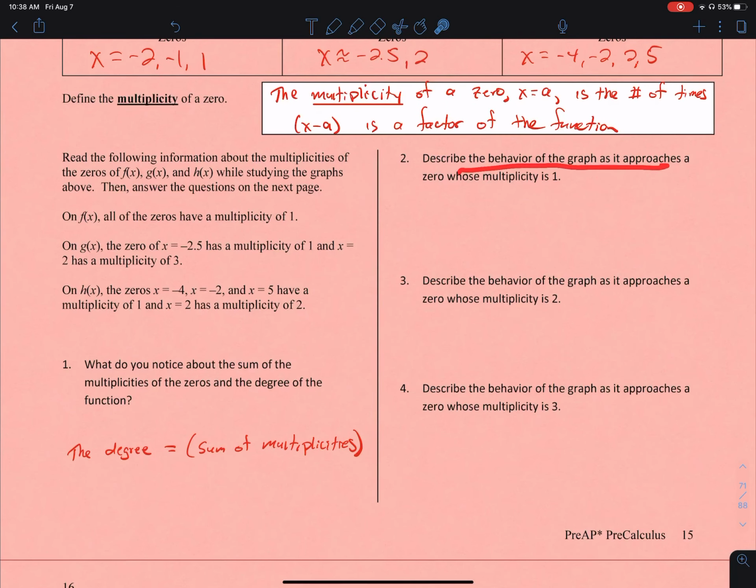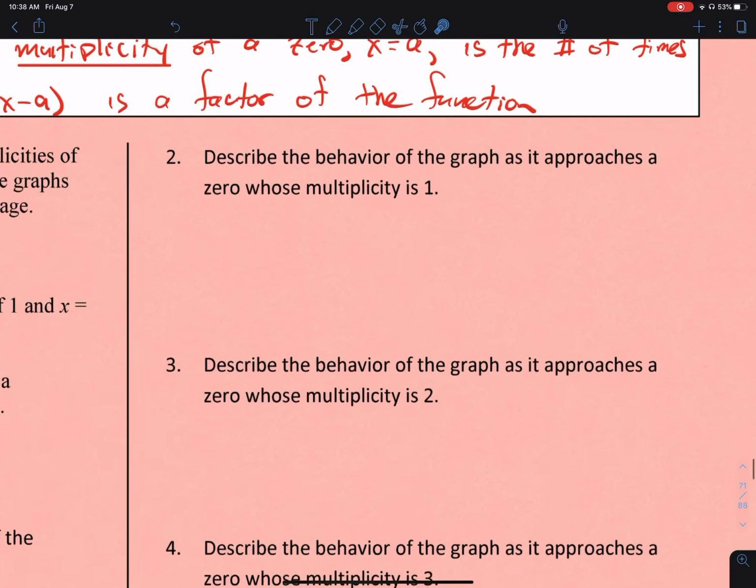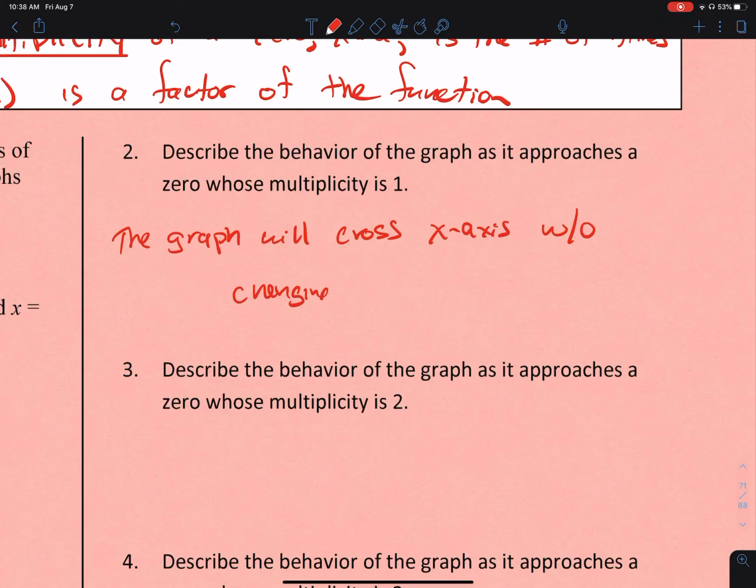Describe the behavior of the graph as it approaches zeros whose multiplicity is 1. If the multiplicity is 1, it looks like the graph is crossing the x-axis. Now the same thing's happening at 3, but something different's happening at 3, and we'll get into that in a second. Describe the behavior of a graph as it approaches a zero whose multiplicity is 1. The graph will cross the x-axis without changing concavity.